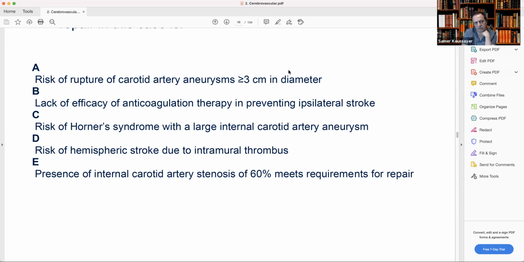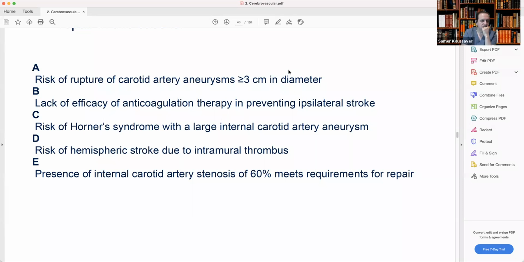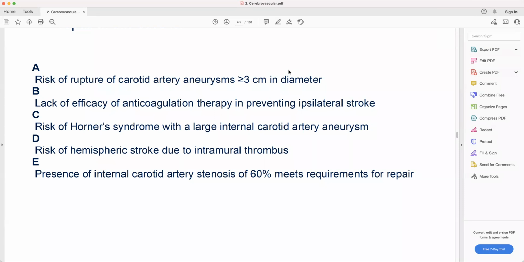Okay, let's go to the next one. B, lack of efficacy of anticoagulation therapy in preventing ipsilateral stroke. So this is wrong. C, risk of Horner syndrome with large internal carotid aneurysm.